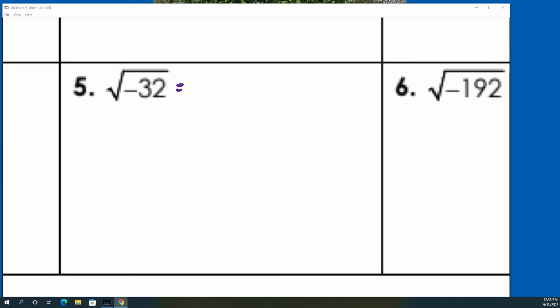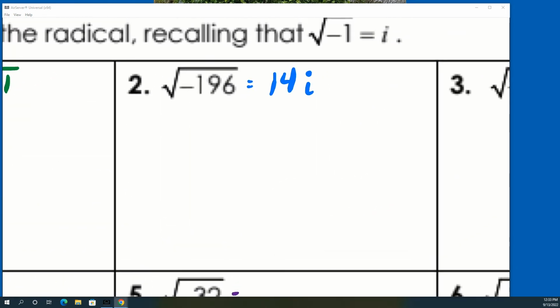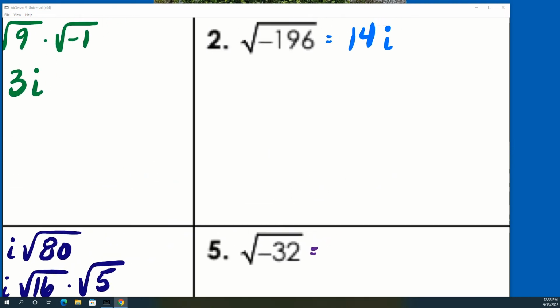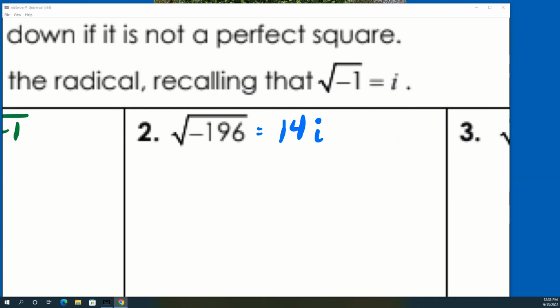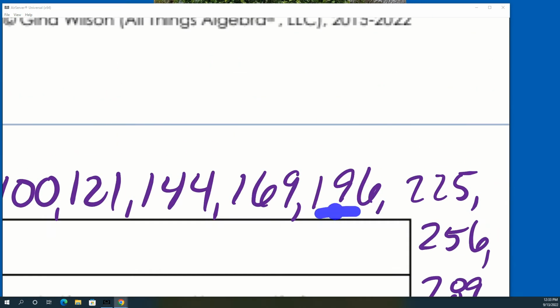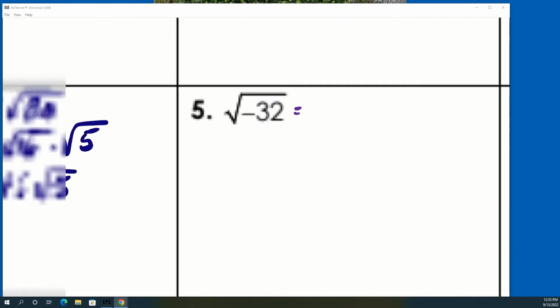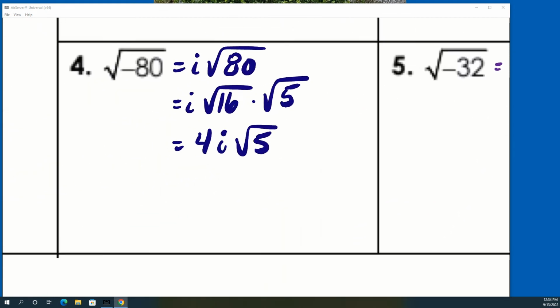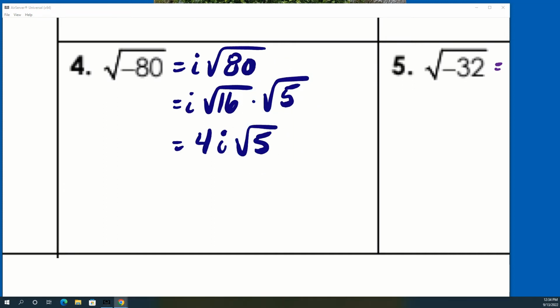What's up with, like, on number 2 you get 14i, but these other ones you have the i in front? Okay, so I have i in front of the square root. So 196 was a perfect square. It was in our list of perfect squares. So whenever I simplified it, I didn't have a square root. But this one, I had to break it down. And so typically what you would do is write the square root last, and then the 4i goes in front.